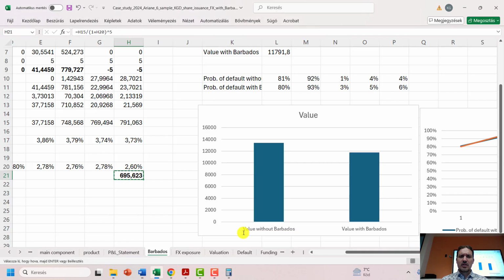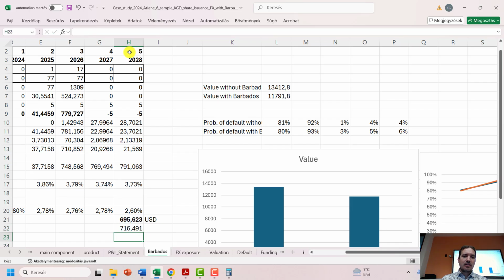Oh, but this is still US dollars. USD? Okay, so I still have to convert it to euro. I nearly forgot this step. It's slightly bigger.